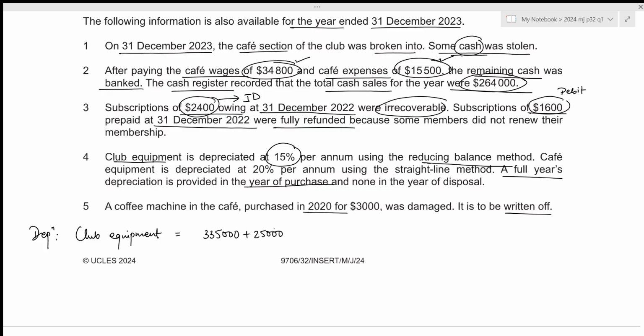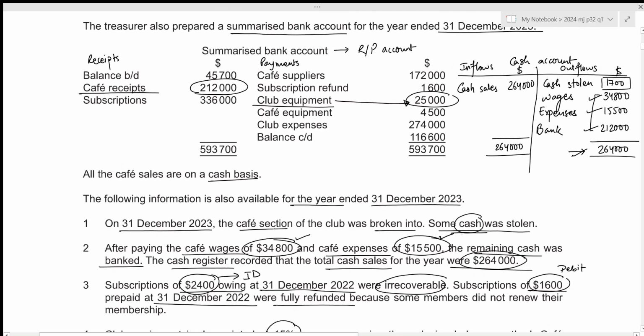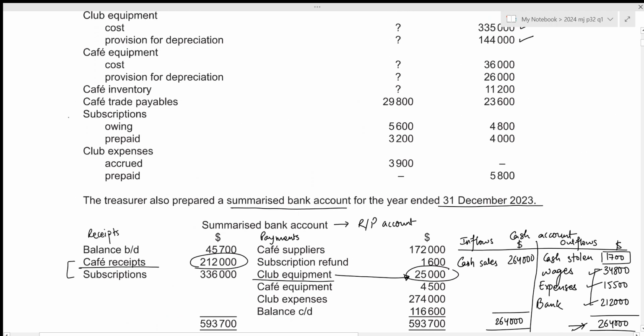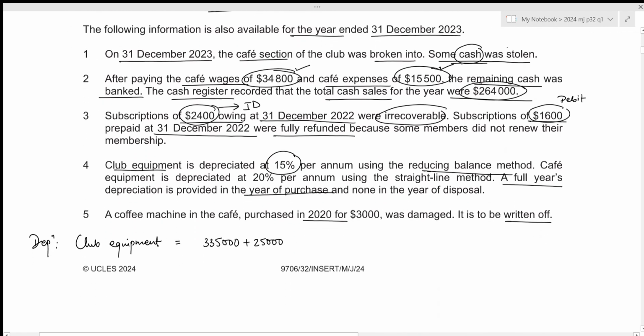In order to check for any disposals, we have to check the receipts section because any amount that is received by disposing the non-current asset will be recorded on the debit side of our bank account. And in this case, we only have cafe receipts and subscriptions, so we can understand that there was no disposal during the year. Now we can subtract our initial accumulated depreciation of 144,000 in order to get the net book value.